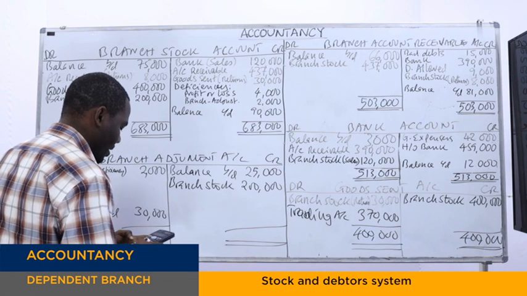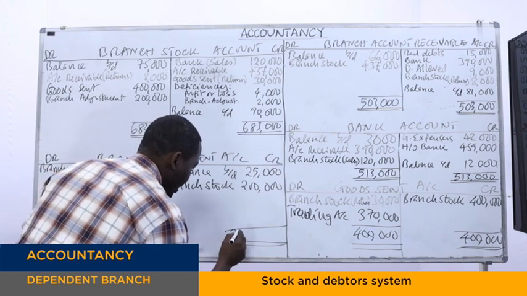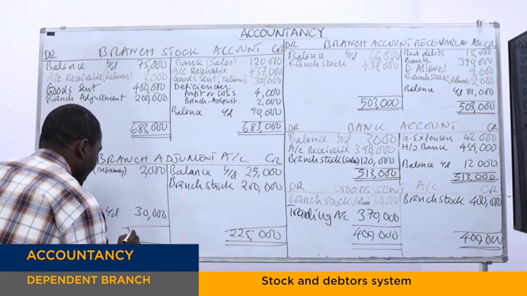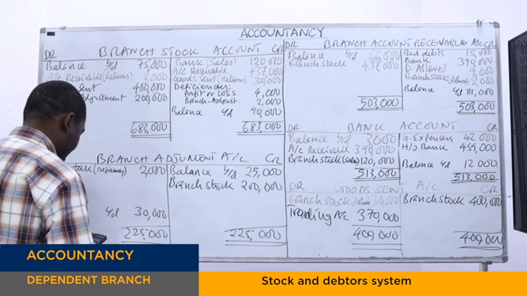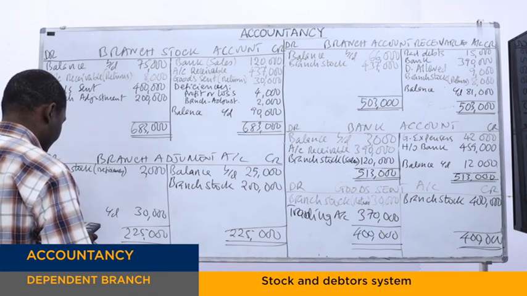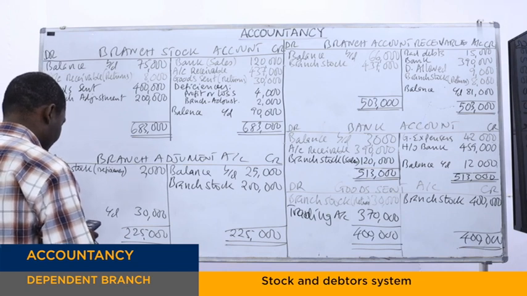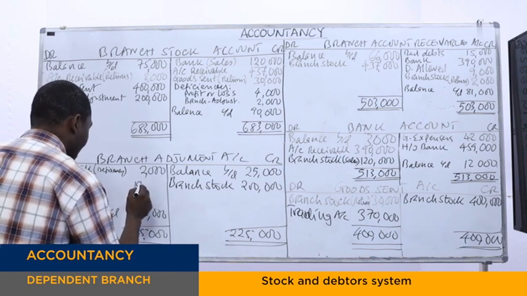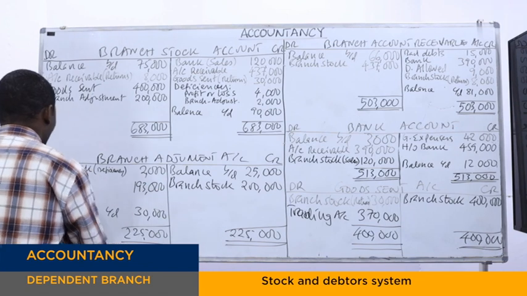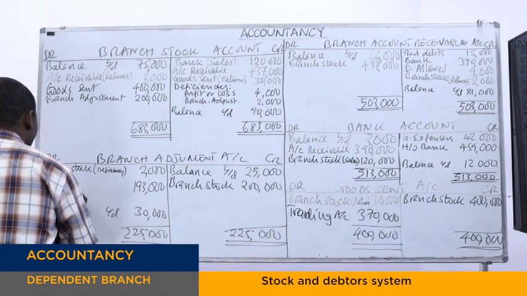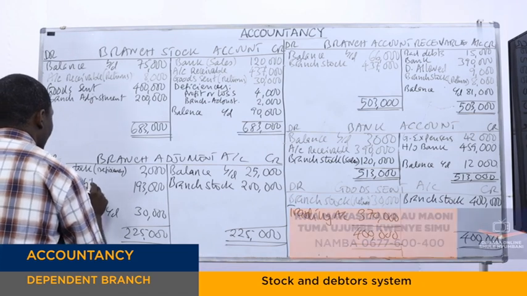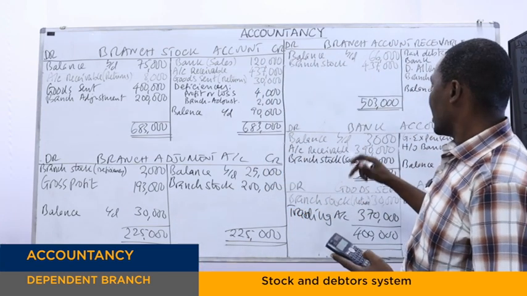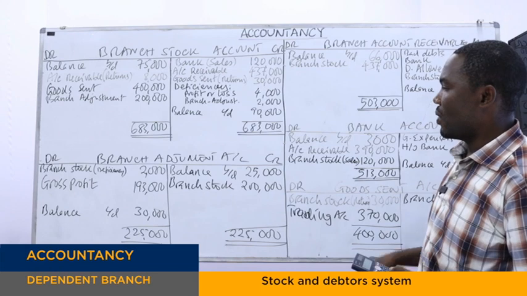200,000 plus 25,000, we get 225,000. 225,000 less 30,000 and less 2,000. Yes, we get 193. This will be our gross profit. So this will be transferred to profit or loss account, and then from there we are going to enter other expenses.